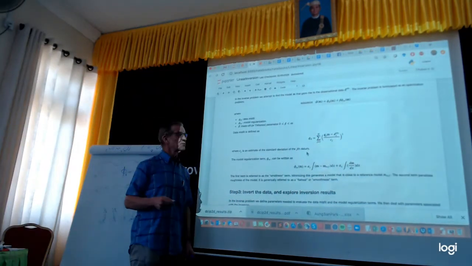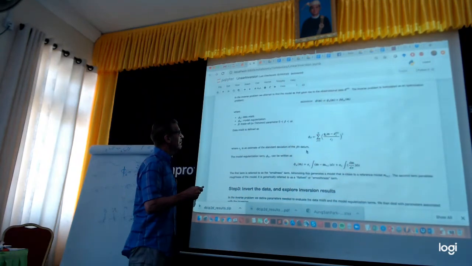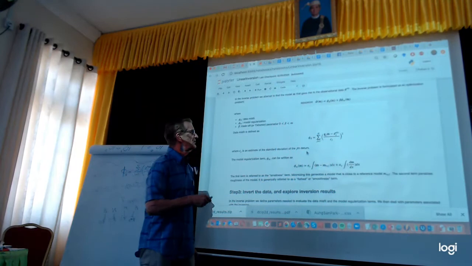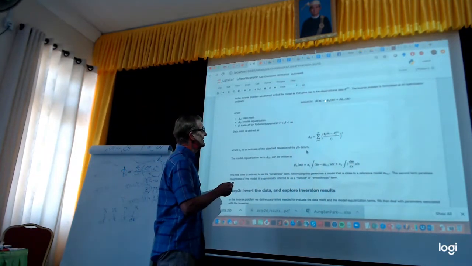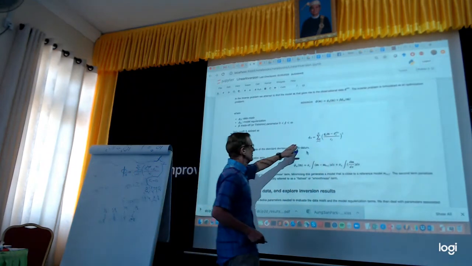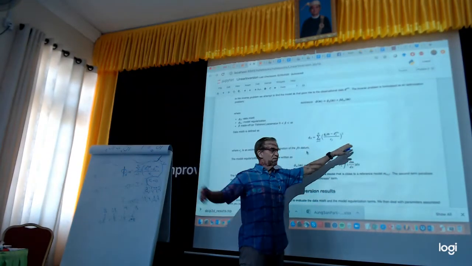formulate the inverse problem, to add both of these together. So here's our data misfit. It looks like this. It's sort of what we've been writing.